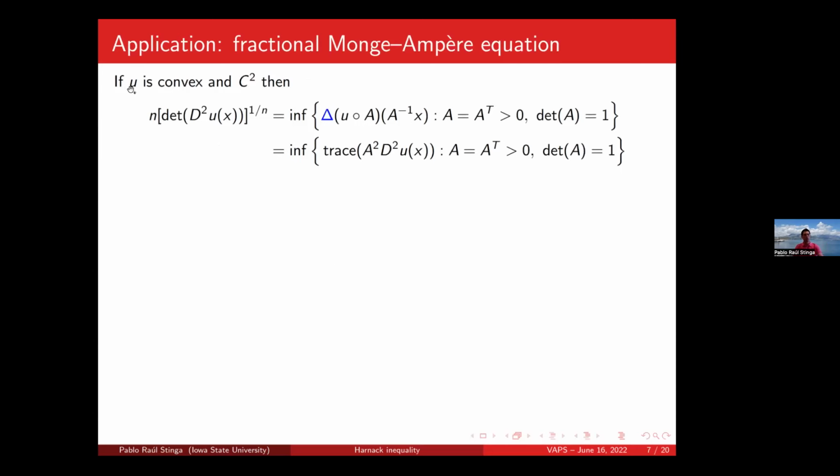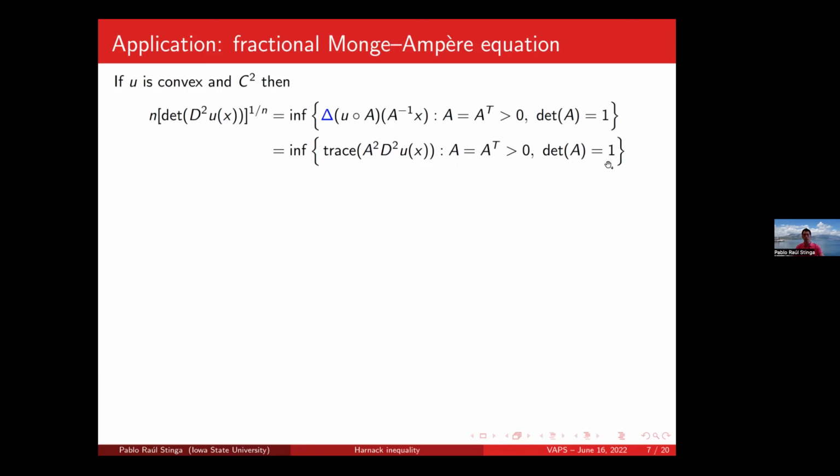So we start with the Monge-Ampère equation. If U is convex and C2, then one can write the determinant of the Hessian as an infimum. You raise it to the 1 over n and multiply by n, and that can be written as the infimum of the Laplacian of these linear transformations of U acting on A inverse of X. What are these A's? They are just symmetric positive definite matrices that have determinant 1. If you pass the Laplacian through, you get the trace of A squared D squared U. So the determinant of the Hessian to the 1 over n is a concave operator: it's the infimum of linear operators, where the matrix is symmetric, positive, with determinant 1.